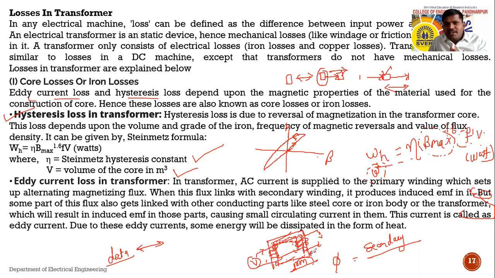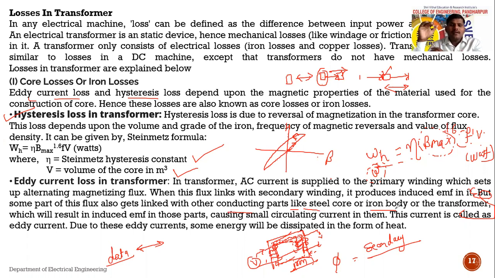So this flux it will be linked to that conducting part of the transformer or conducting part of the body of the transformer. See, some part of this flux also gets linked with the other conducting part of the core, that is like steel core or the iron body of the transformer. त्यातले काही फ्लक्स जे आहेत ते टोटली वाइंडिंगला न लिंक होता ते कंडक्टिंग पार्टला किंवा ट्रान्सफॉर्मरच्या बॉडीच्या कंडक्टिंग पार्टला काय करतील, लिंक करतील.